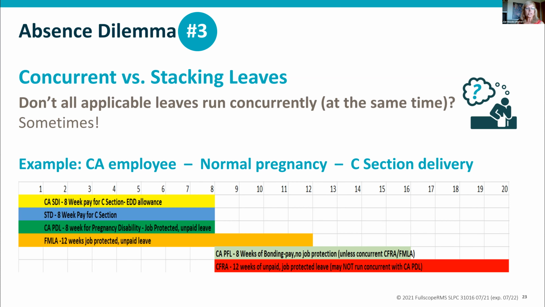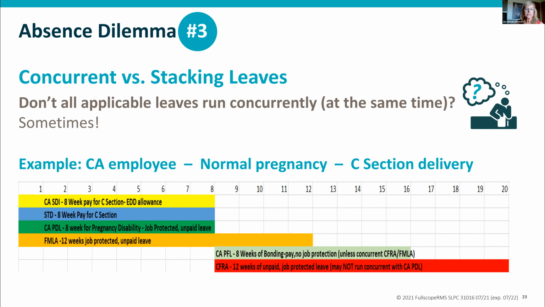Then you've got California Pregnancy Disability Leave, or PDL. Because her doctor is certifying that she's actually disabled during that 8-week period under this fact scenario, she has PDL running concurrently, which is unpaid, but is job protected. And then you have the FMLA, so that's 12 weeks of job-protected, unpaid leave. And whether she is certifying to FMLA because of her disability for the first 8 weeks, she may go on to bonding leave for the additional 4 weeks.